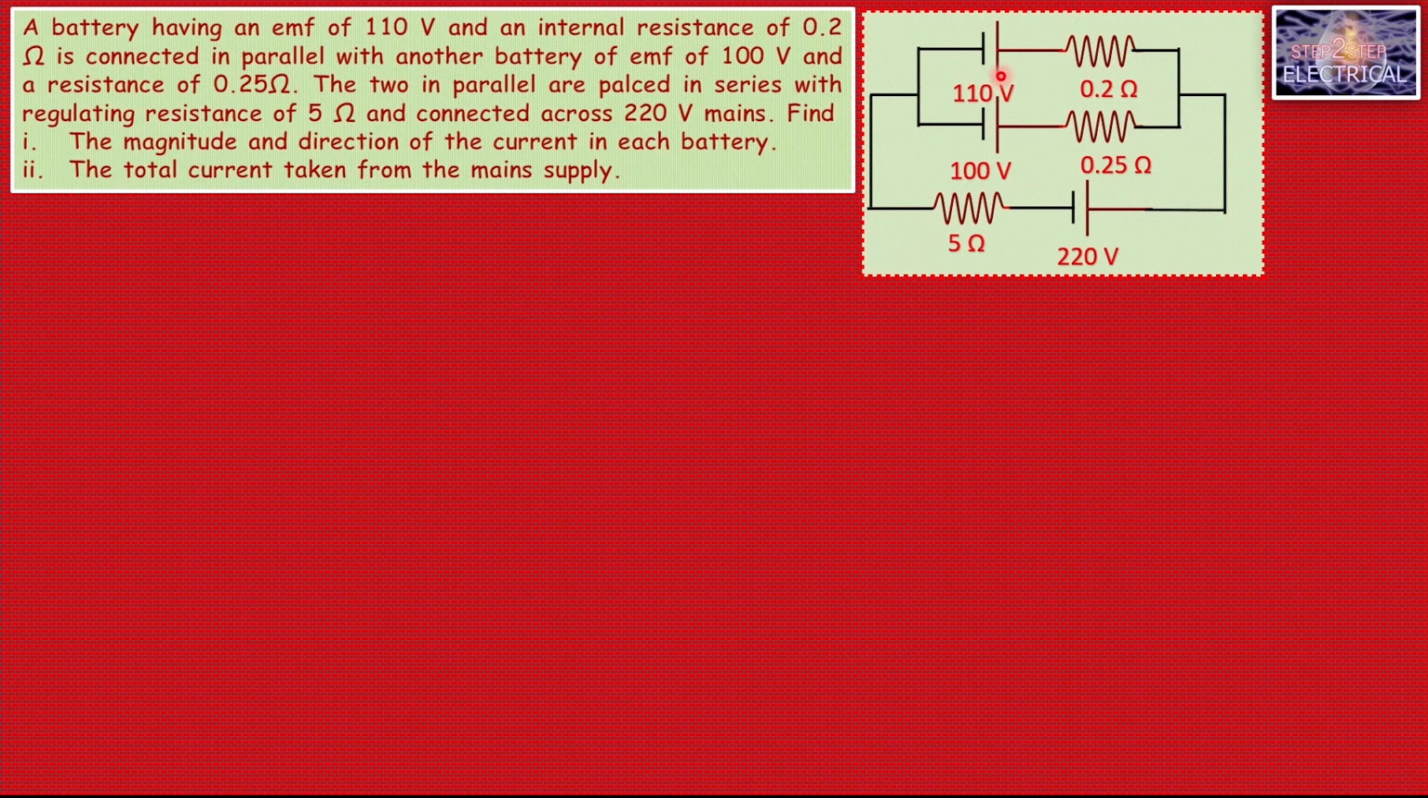Okay, in this figure, 110 volt is in series with 0.2 ohm resistor and 100 volt is in series with 0.25 ohm resistor, and these two branches are parallel to each other. Now this parallel combination is connected in series with 5 ohm resistor and 220 volt battery, which is the main supply. So this is the figure, and the main thing is how to tackle this problem using KCL and KVL. For this, let's see how to solve this numerical.